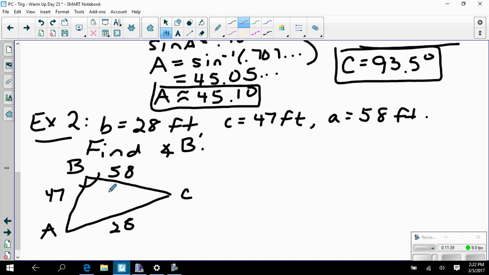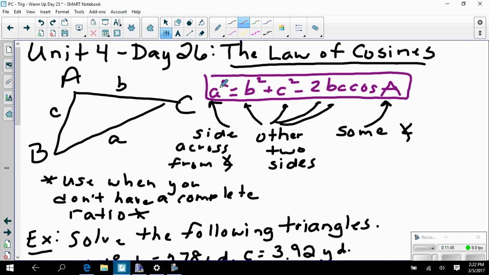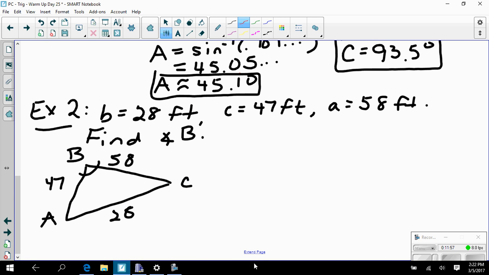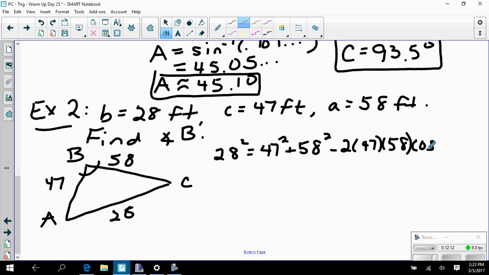Now think about it. If I want to find angle B up here, which one of these three sides is going to have to go left of the equal sign in my cosine equation? Well, since I'm finding angle B, side B has to go over here. So 28 squared equals 47 squared plus 58 squared minus 2 times 47 times 58 cosine of B. So that's why I said don't get too attached to the letters, because it's just based off of whatever angle's going here. The side across from that has to go here.